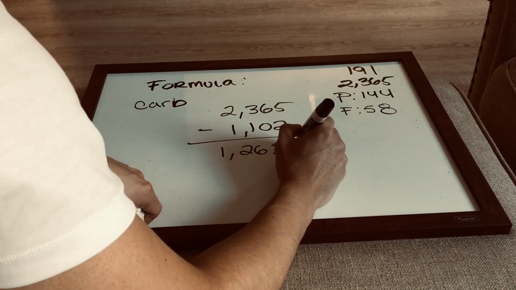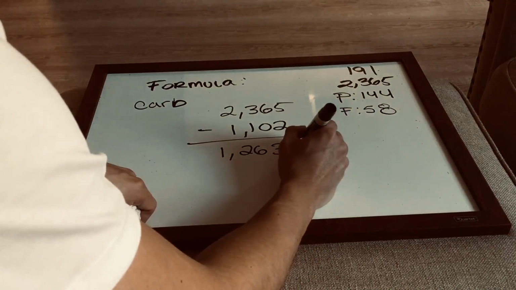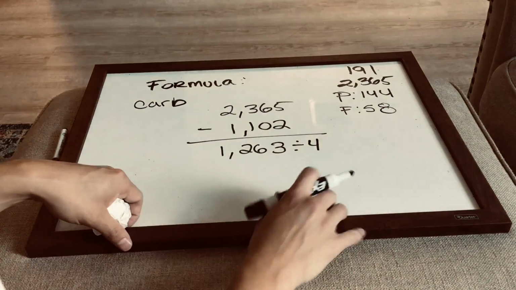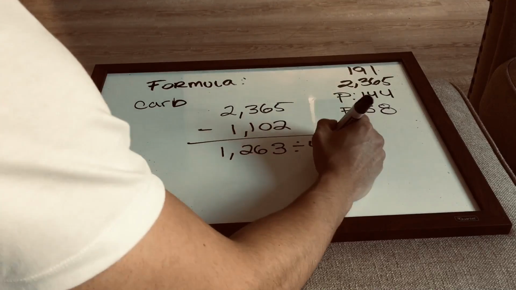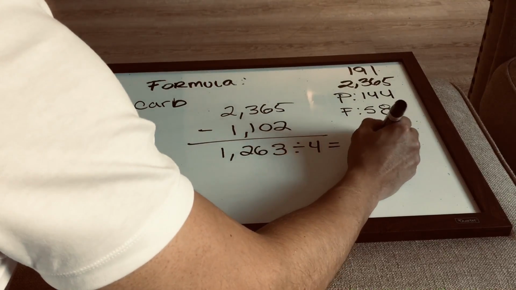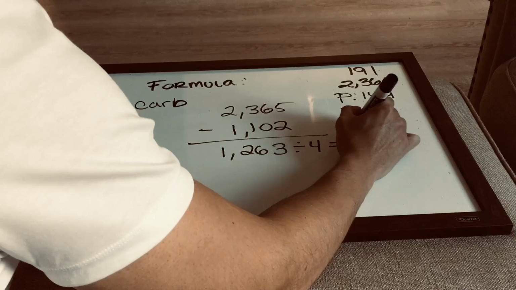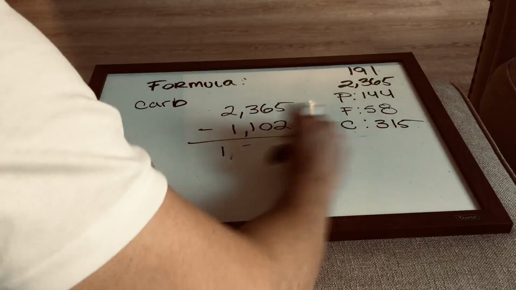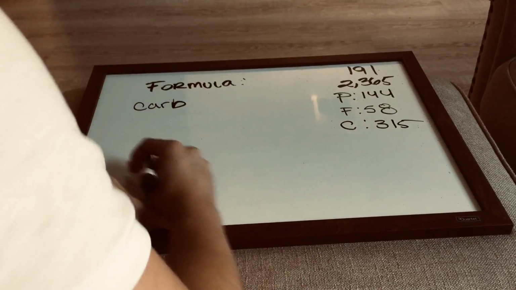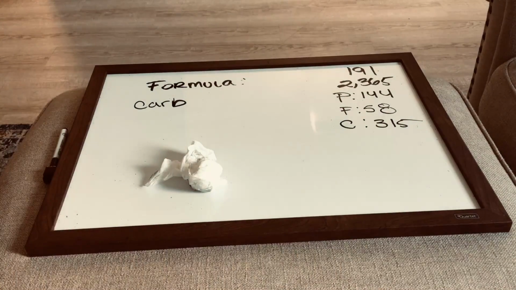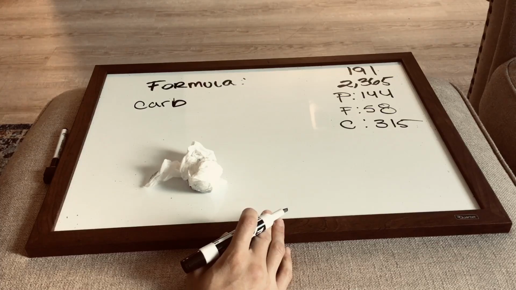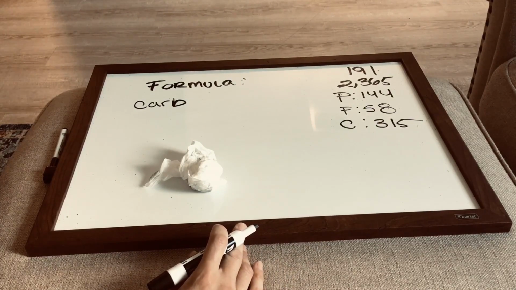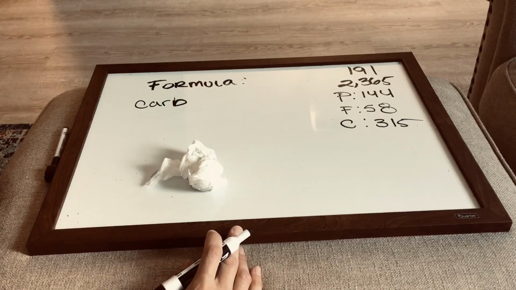1,263 calories left. And what you're going to do here is divide that number by 4, because for every 1 gram of carb, you have 4 calories as well. So when you do that, you get the magic number of 315. Therefore, I will be eating 315 grams of carbs per day, 58 grams of fat, and 144 grams of protein, equaling out to a grand total of 2,365 calories to start off this prep.